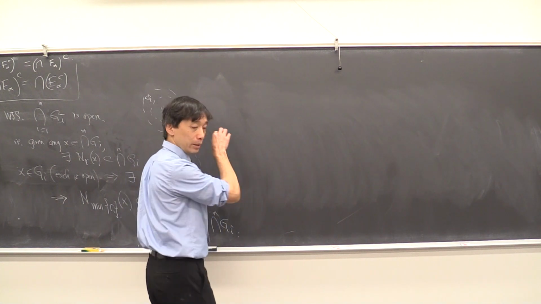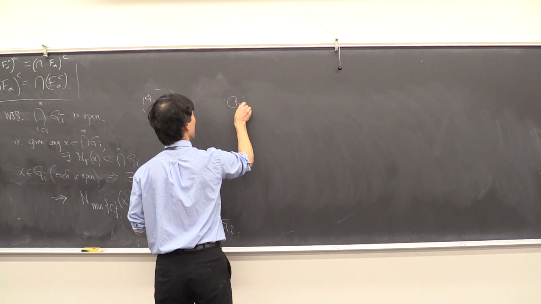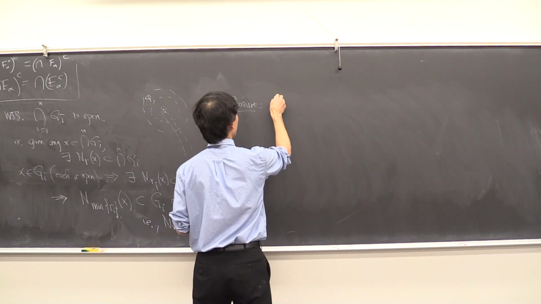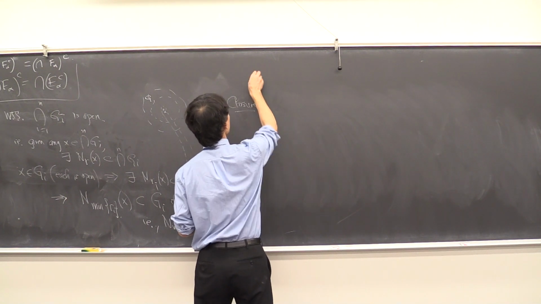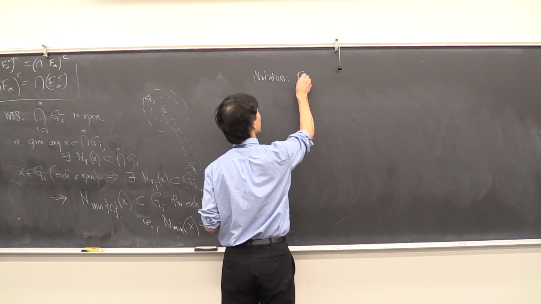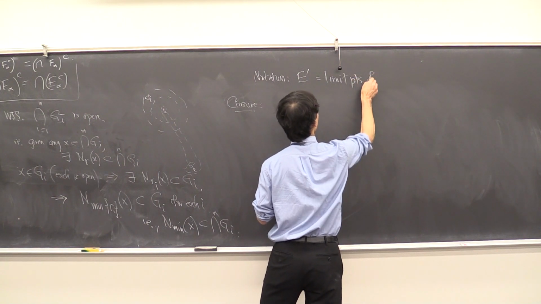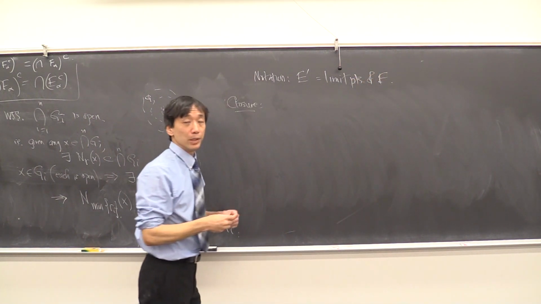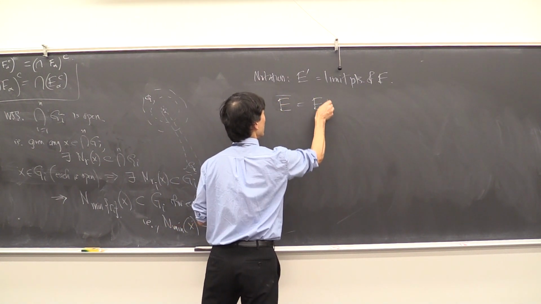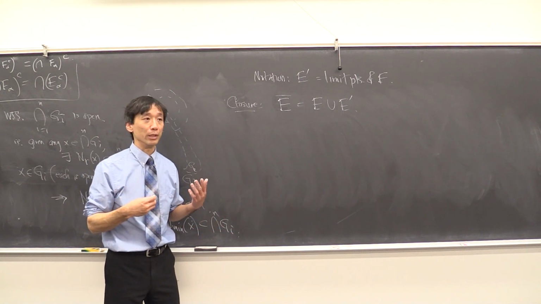Okay. Next thing, important idea: closure. The closure of a set. So remember, we introduced this notation that E prime is the limit points of E. And we introduce another notation, the closure. So E bar is defined to be E union E prime. So you take the set and you throw in all the limit points.